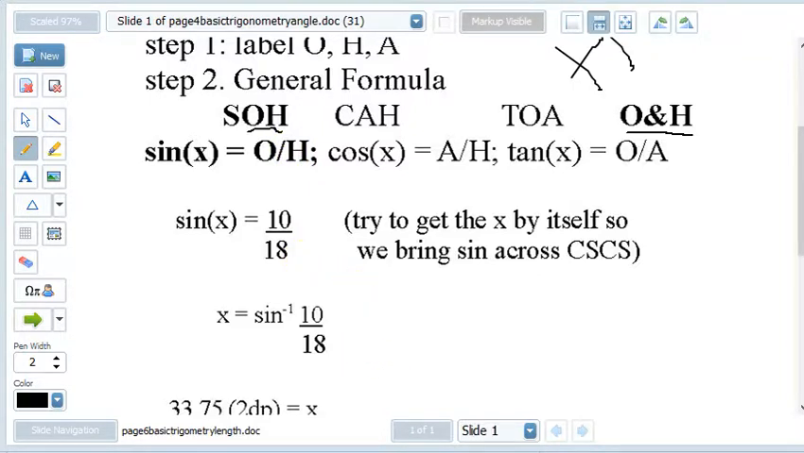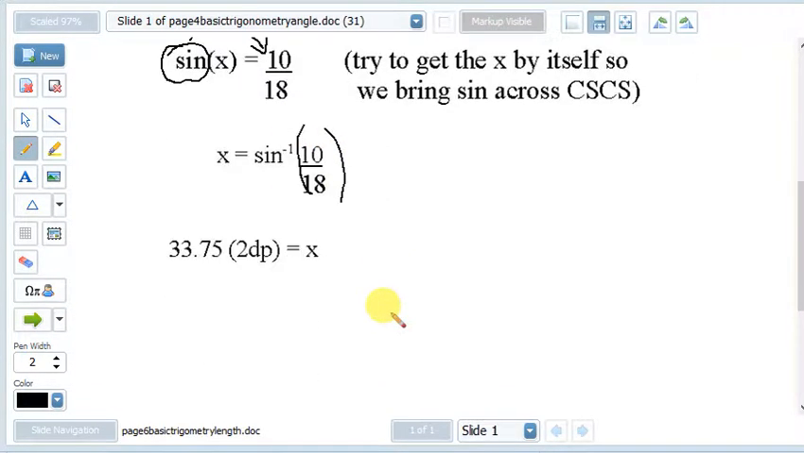Next, we try and get the x by itself, so we've got to bring across the sine to the other side, and when we bring sine across to the other side, it becomes sine to the power negative 1, and that is to all of that. And then we put that in the calculator. Remember, on most calculators you've got to press shift and then the sine button to get the sine to the minus 1, but all calculators are different. Just look out for the sine to the minus 1.